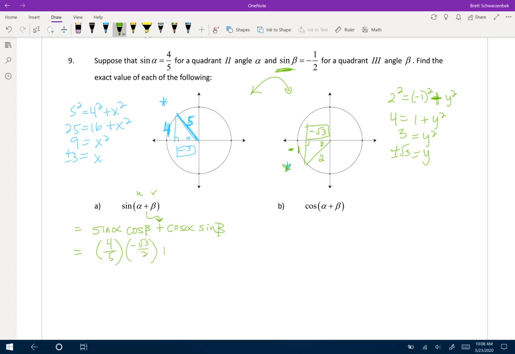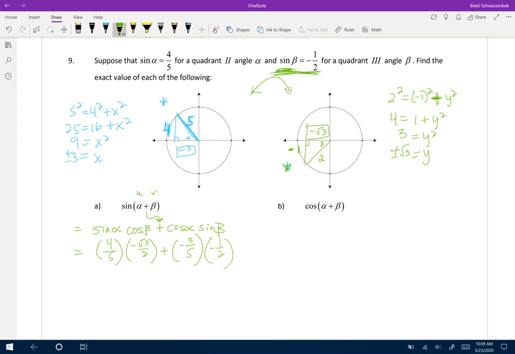Plus, now we're on the other side. The cosine of alpha was not provided, so we have to go over to our alpha over on the left over here, and we have to go, all right, well, we have to do cosine, which is adjacent negative 3 over hypotenuse 5. So notice a lot of negative signs are being used here. And the sine of beta was actually provided, which is going to be negative 1/2.